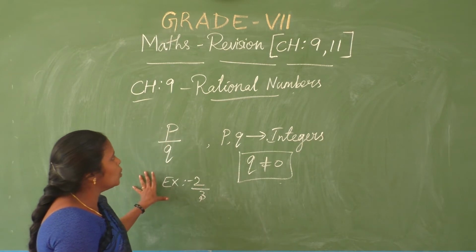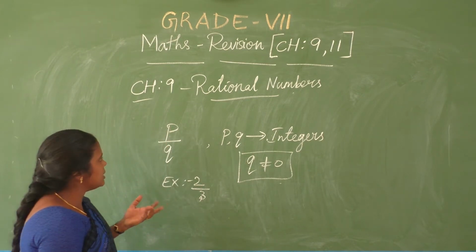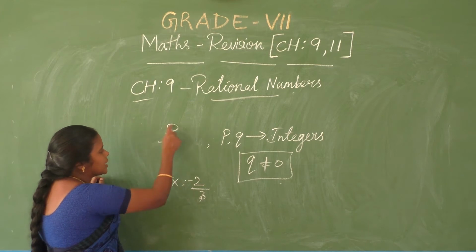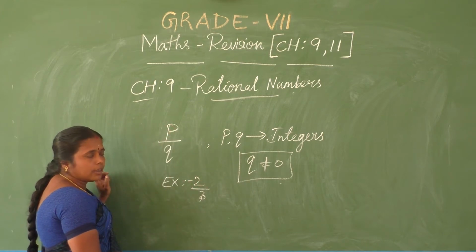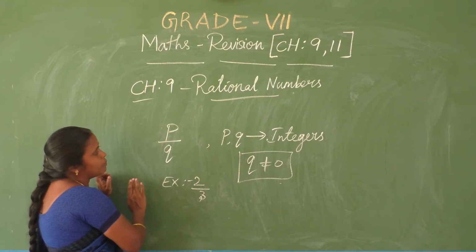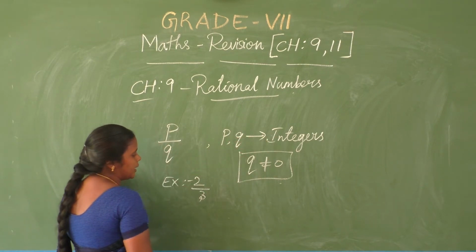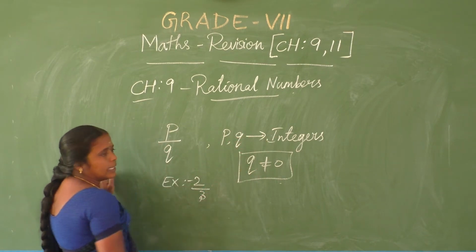Now we know what a rational number is. A rational number is a fraction with integers. It can be expressed in the form of P by Q, where P and Q are integers and Q is not equal to 0.